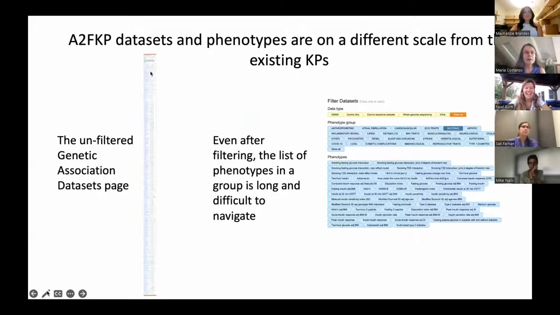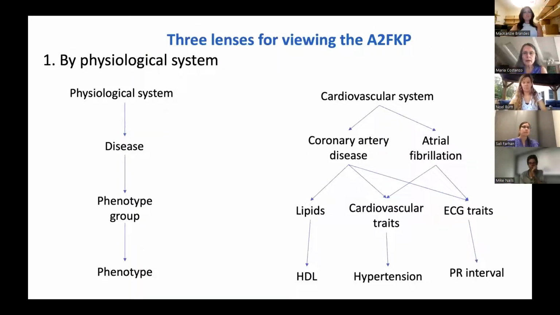Even now, I know you can't really see this, but this is a screenshot of the page that lists genetic association data sets in A2FKP. It's pretty long, basically unnavigable at this point, even with the number of data sets we have now. We do have a filtering mechanism, so you can filter these data sets by their phenotype groups and phenotypes, but even so, it's difficult to navigate. So we definitely need to address this issue in A2F. I want to talk to you about three lenses for viewing the A2FKP and getting into the data.